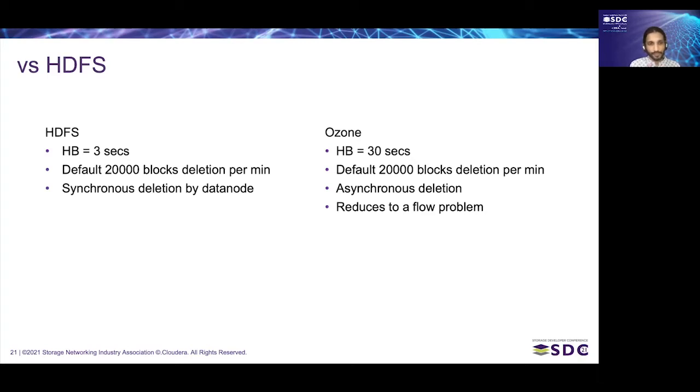What HDFS does is the data node will send an ACK to the name node only when the corresponding blocks have been deleted in the data node. That is, until the underlying file system has actually deleted these blocks, the data node would not send an ACK to the name node. Whereas in Ozone, as we have seen, the data node does the deletion in 2 phases.